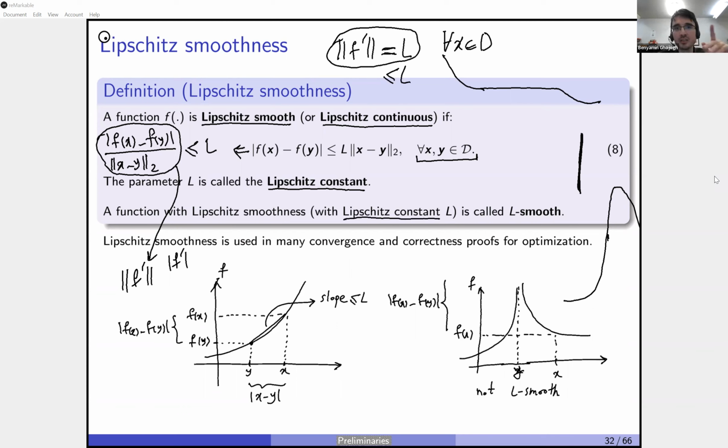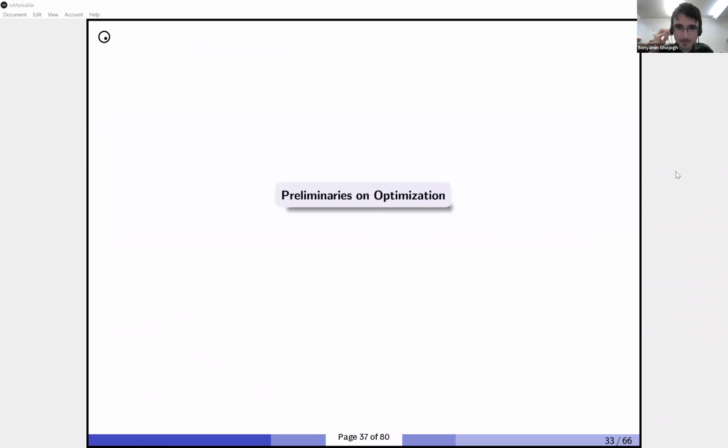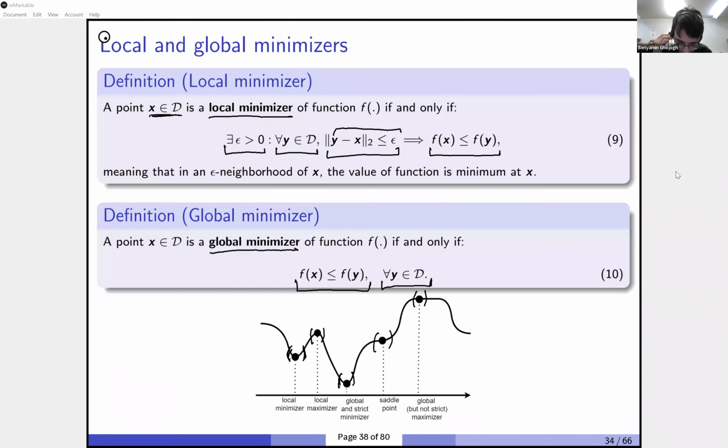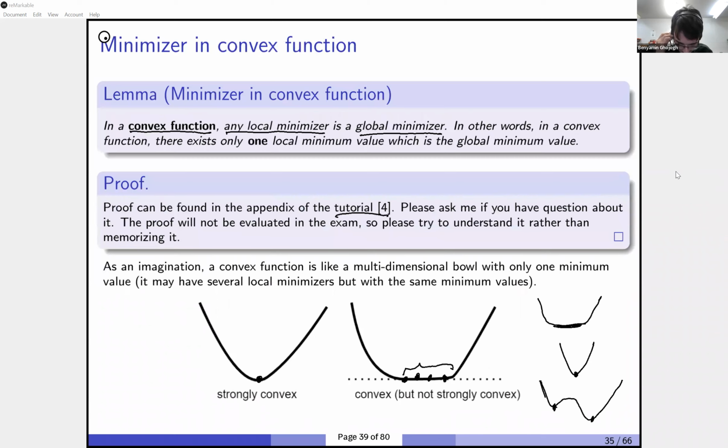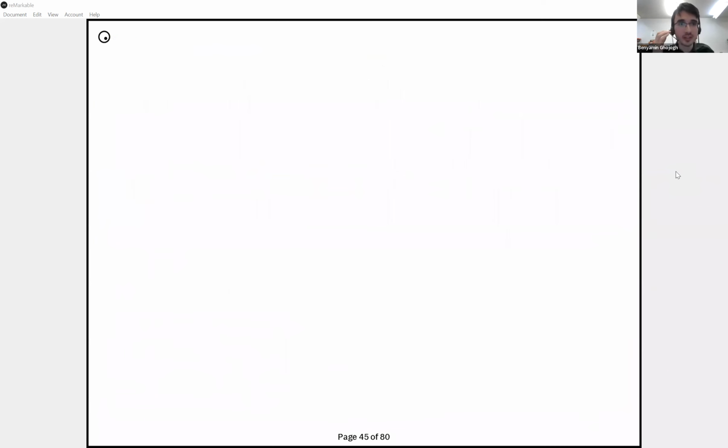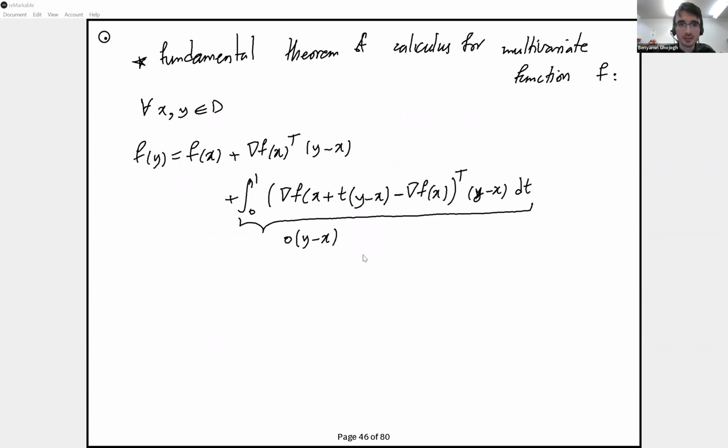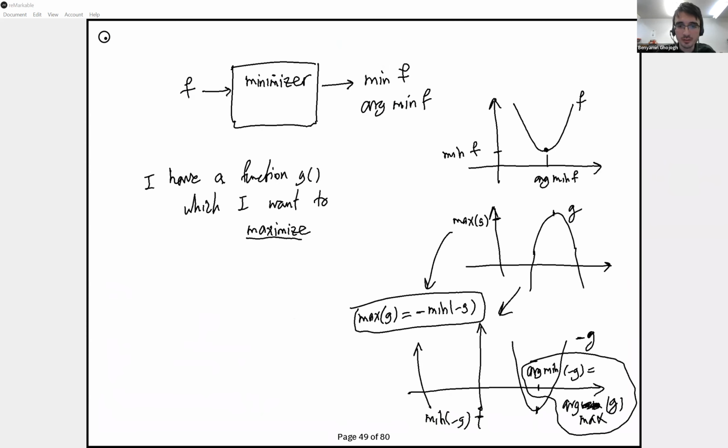Does it answer your question? Who was asking that? Someone was asking. Does it answer your question? Yeah, okay. Any questions so far? Is it clear? Okay, great. So now it is clear. That's great.